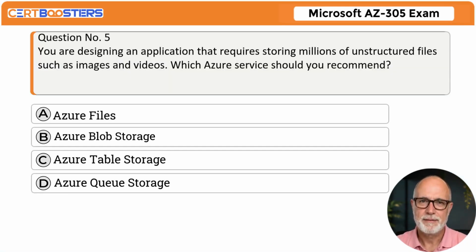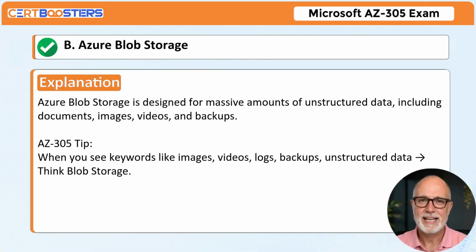Question number 5. You are designing an application that requires storing millions of unstructured files such as images and videos. Which Azure service should you recommend? A. Azure Files. B. Azure Blob Storage. C. Azure Table Storage. D. Azure Queue Storage. Correct answer: B. Azure Blob Storage. Explanation: Azure Blob Storage is designed for massive amounts of unstructured data, including documents, images, videos, and backups.